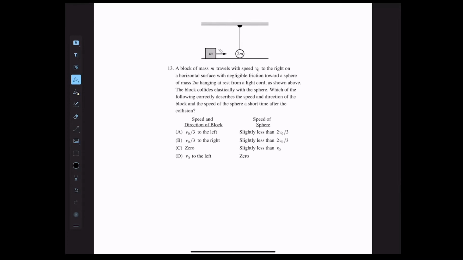A block of mass m travels with speed v0 to the right, and it collides elastically. Which of the following describes the speed and direction of the block and the speed of the sphere a short time after the collision? Okay. So initial momentum is mv0.